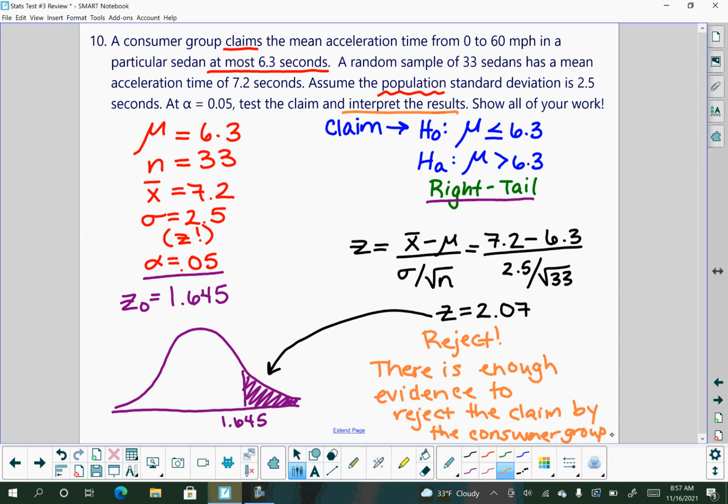Okay, so make sure when you're doing this on the test, you're showing all of these steps. Your claim, your null, your alternative, you're drawing your normal distribution and that critical region, your rejection region. You're calculating your z, you're saying whether you reject or do not reject, and then summarizing and interpreting those results. All right, let's look at the next one.